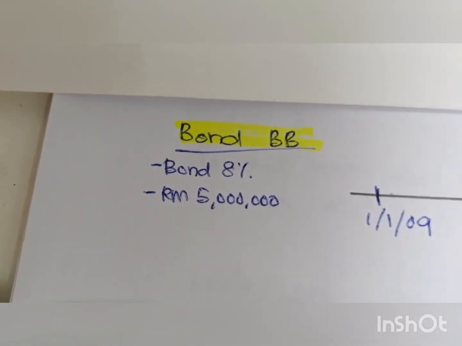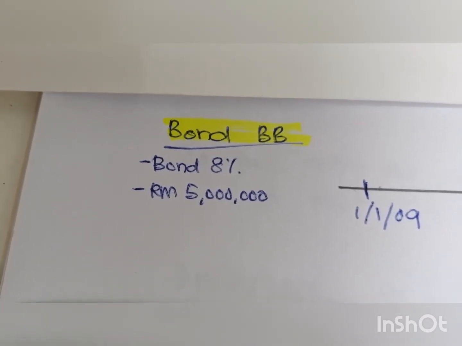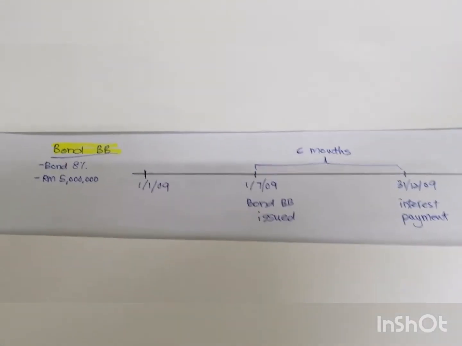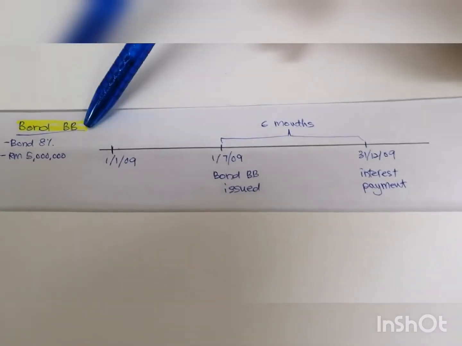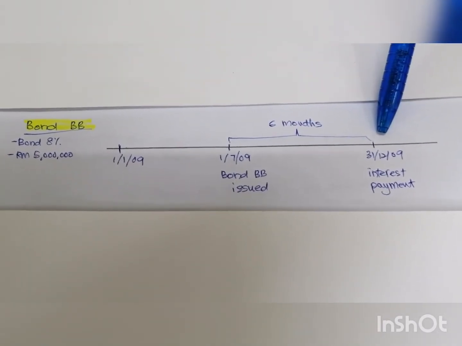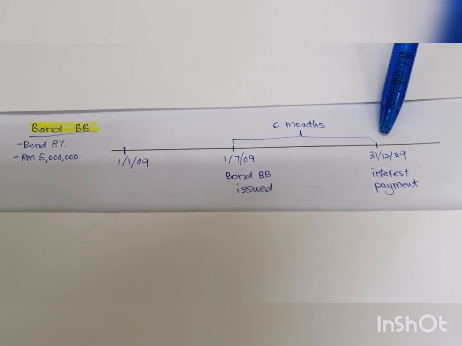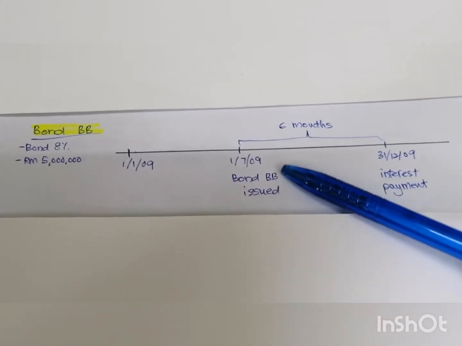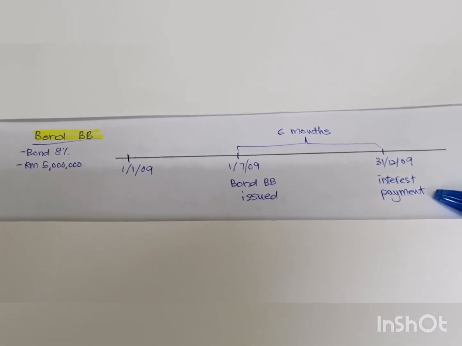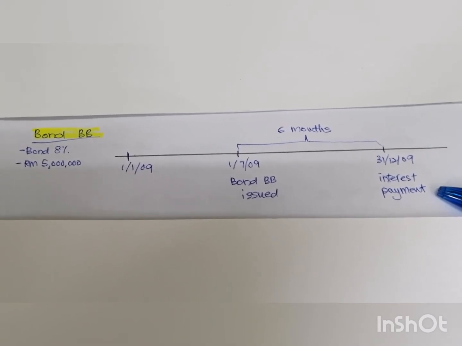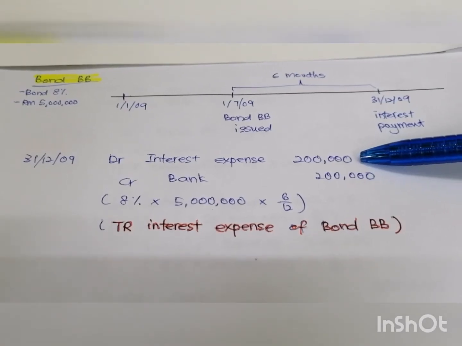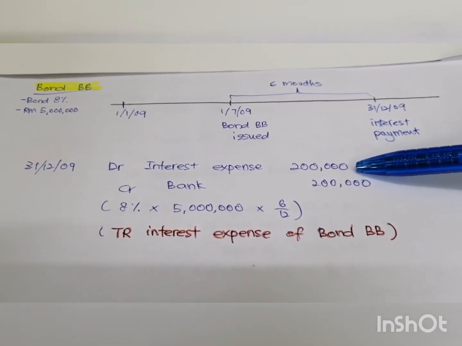Well, for bond BB, this is the bond 8% and totaling 5 million. So the first step is to draw a timeline. Okay, starting accounting period 1st January 2009 until the end of accounting period 31st December 2009. So the bond BB issued on 1st July 2009. Okay, so until the end of accounting period is 6 months. So here we will need to do the interest payment. So this is the way to record the journal entry.